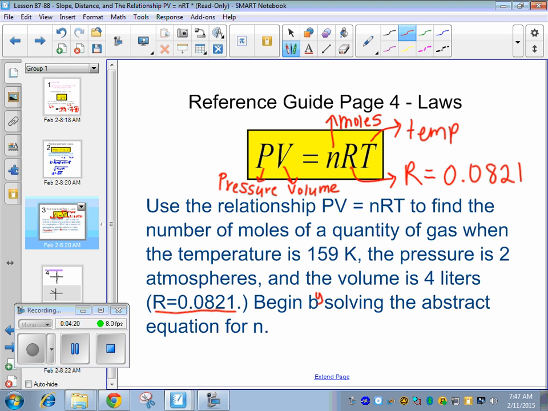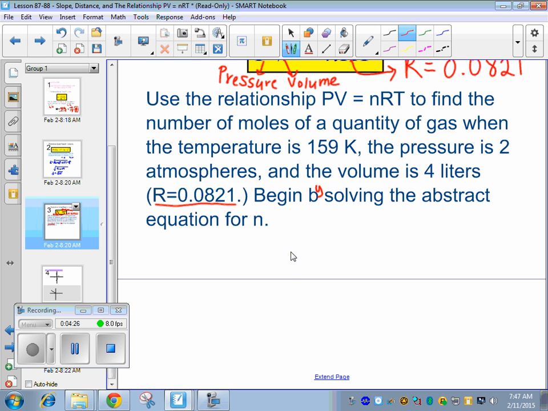So just like the other equation when we did ideal gas law, we had to cross multiply and solve for one variable. We're going to do the same thing here. Whichever one we're solving for, we're going to isolate first. So for this one, we're solving for moles, which is N. So we're going to divide both sides by RT. And then we have N by itself. Okay? So what am I going to plug in for P?